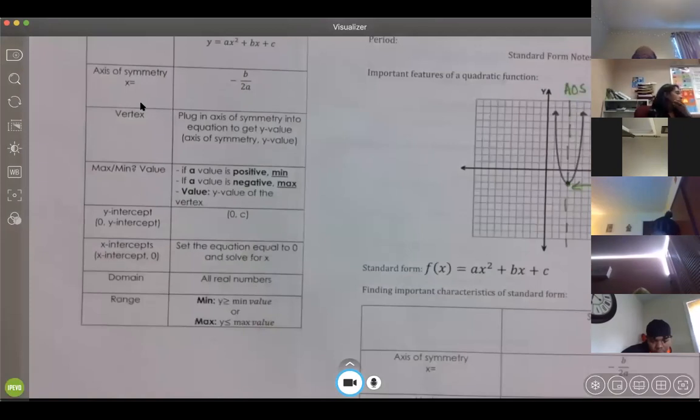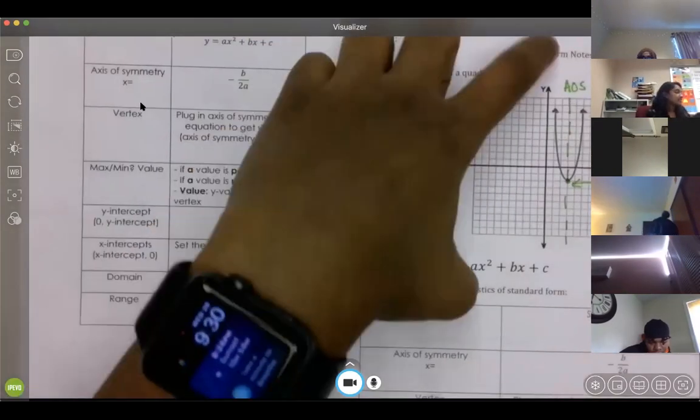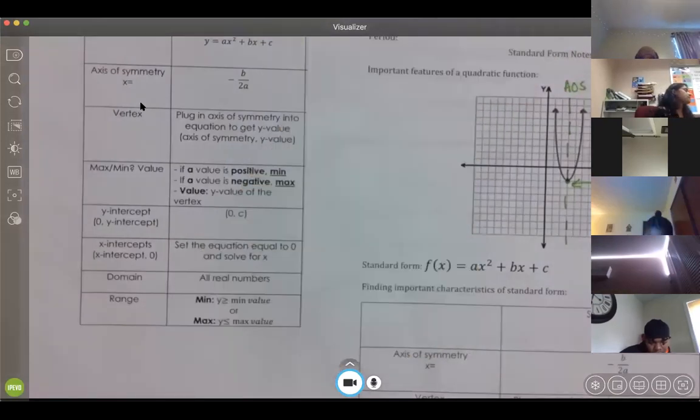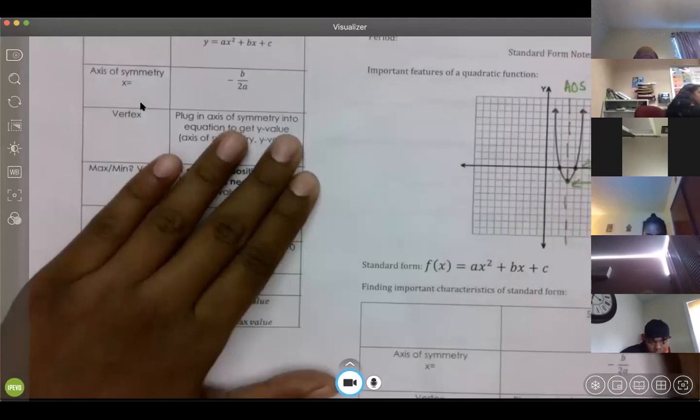Another important feature of a quadratic function is the y-intercept. Wherever this graph will eventually end up crossing the y-axis, that's your y-intercept. Where it crosses the x-axis, those are your x-intercepts.